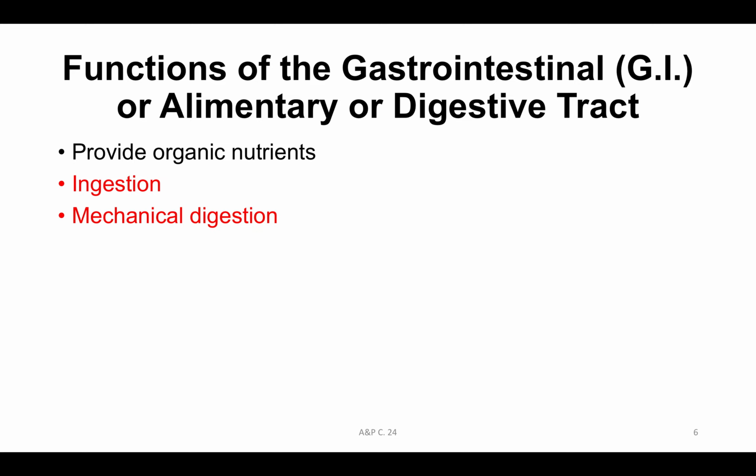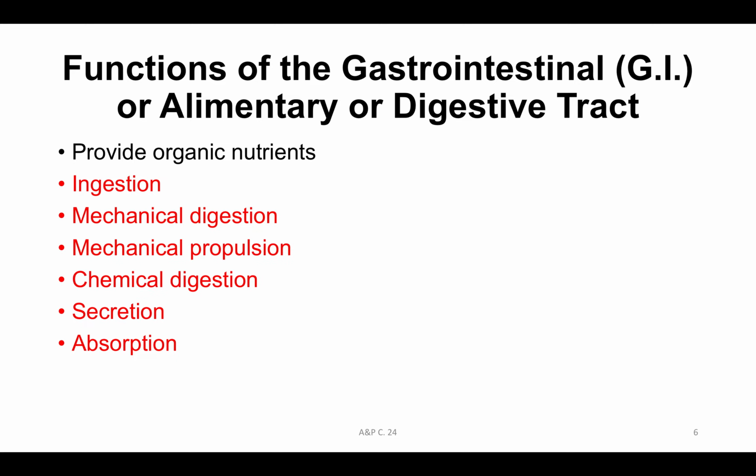So the functions of your digestive tract are to provide nutrients, or ingestion, you take in food; mechanical digestion, which is the physical breakdown of food; mechanical propulsion, which is just movement; chemical digestion, which is breaking down the macromolecules of our food, like carbohydrates, lipids, and proteins, into their smaller subunits. Secretion is when our body releases enzymes or acids to help in the process of digestion. Absorption is when we're taking those nutrients or water into our bloodstream so our body can use them. And then defecation, which is getting rid of waste.